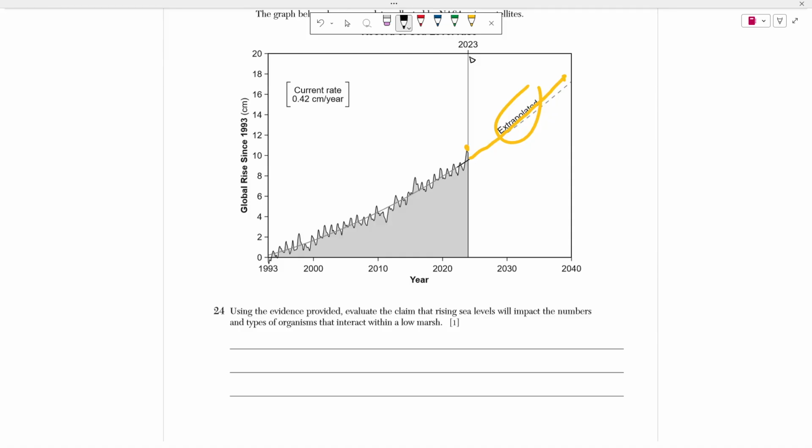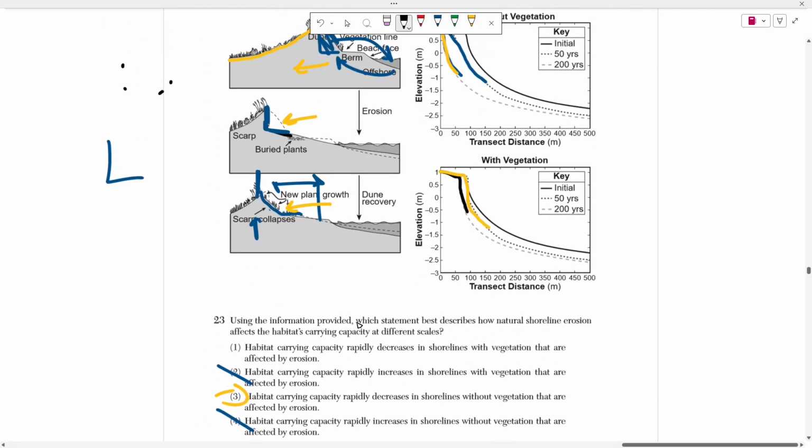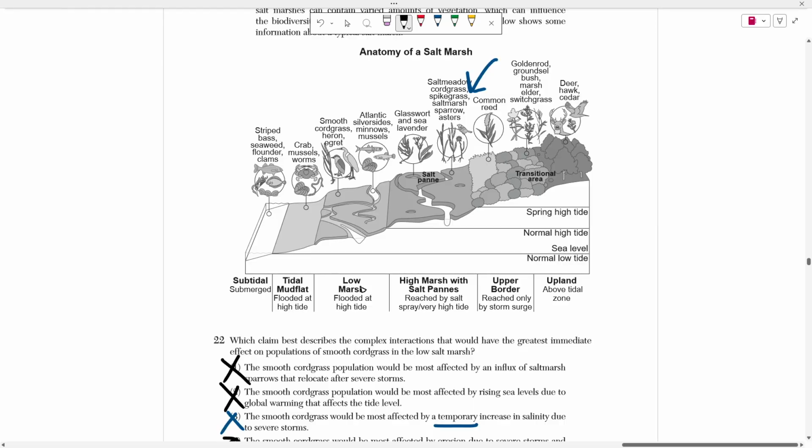So the claim here is that rising sea levels will have an impact on the number or types of organisms that interact within a low marsh. And if we look at a low marsh over here, this is a low marsh. If sea levels continue to increase, this low marsh will turn into a tidal mudflat because the water will permanently be at this high level, okay? And as a result, if the water is at this high level constantly, how will these birds live here, right? These birds live on the solid land. If this is now all water, the population of herons and egrets will then decrease.